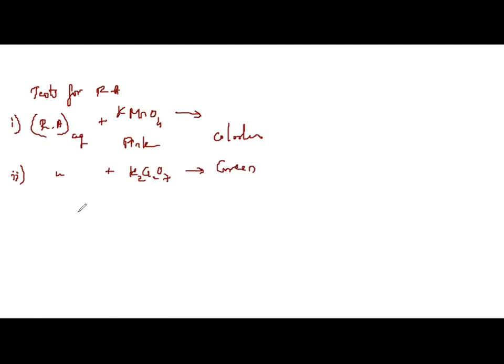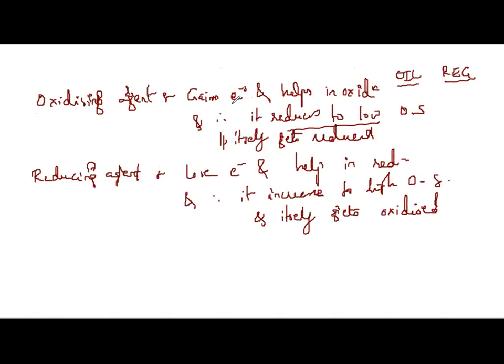So these are nothing but tests for oxidizing and reducing agents. So oxidizing agent is what? It gains electrons and helps in oxidation, and therefore it reduces to a lower oxidation state and itself gets reduced. So an oxidizing agent helps in oxidation by gaining electrons and itself gets reduced. A reducing agent helps in reduction by losing electrons and itself gets oxidized.